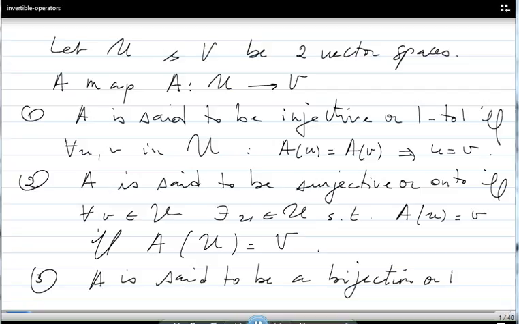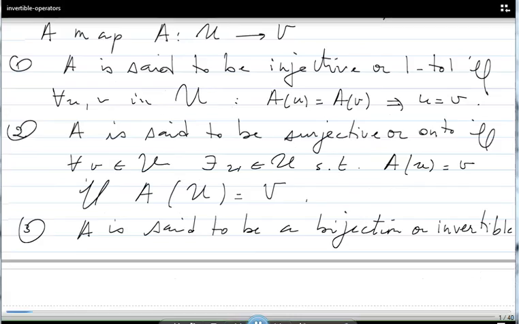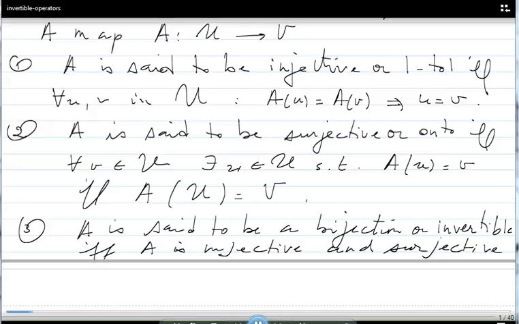And finally, we say that A is said to be a bijection or invertible if and only if A is injective and surjective. Okay.